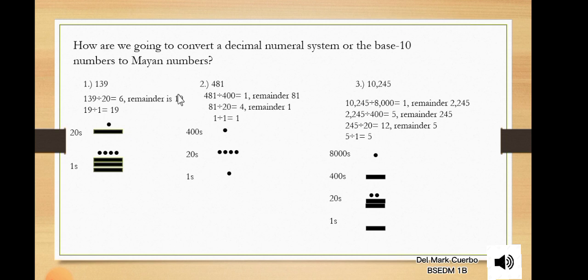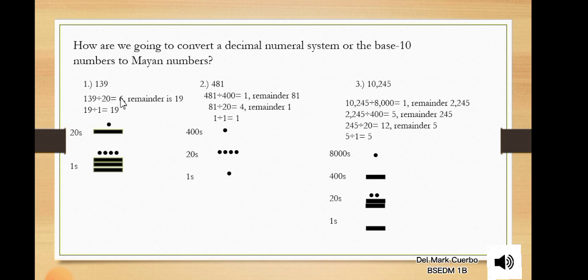So this remainder would be divided by the previous place value of 20, and what is it? A 1. So 19 divided by 1 is equal to 19. And that's the last one, because 1 is the first place value of the numerals, right? So now we are going to write these results as Mayan numbers, right? So 6 in 20's place.